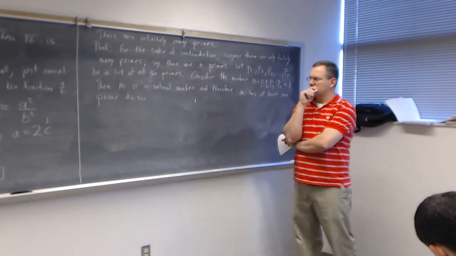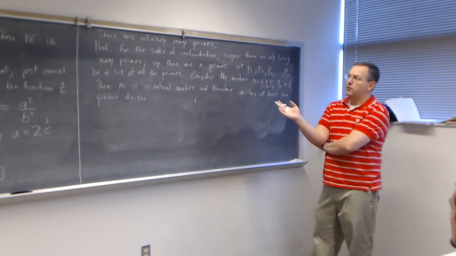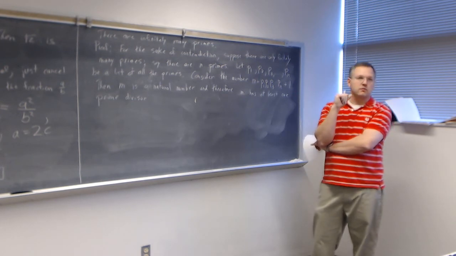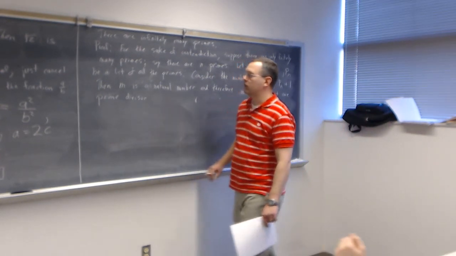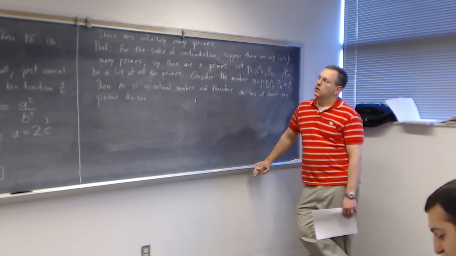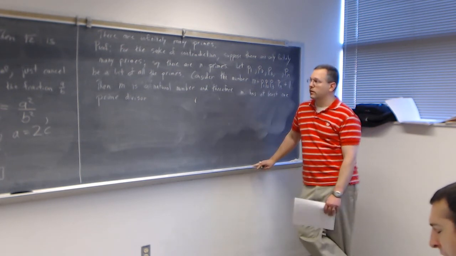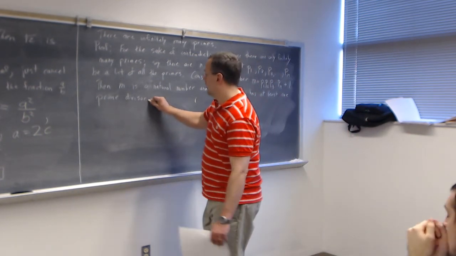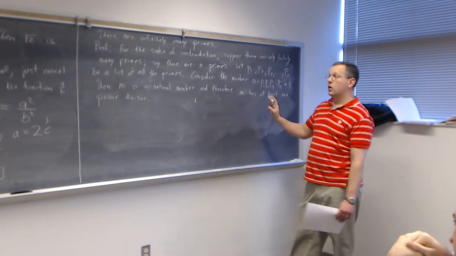Do you believe that statement? Every natural number has at least one prime divisor. I'm not really proving that, but would you buy that statement? This is true. By the fundamental theorem of arithmetic, you can write every natural number as a unique product of primes. That's where I'm not really proving this statement. If you grant that statement, then we can continue. So m is a natural number, and therefore m has at least one prime divisor.